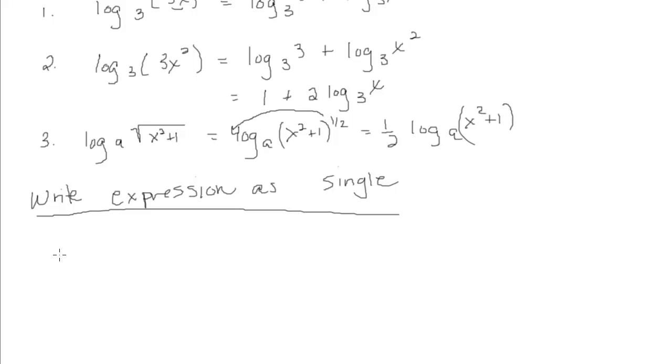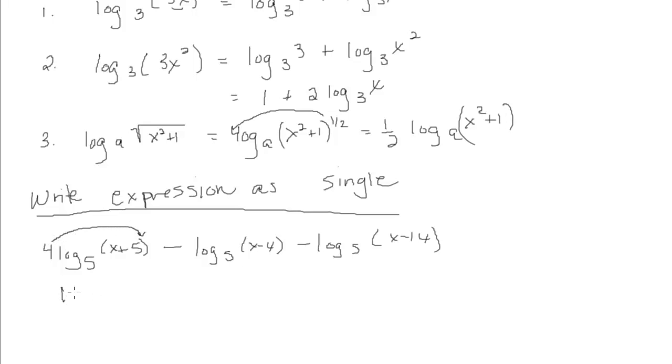So, for example, you could be given, let's say, 4 times log base 5 of x plus 5, minus log base 5 of x minus 4, minus log base 5 of x minus 14. All right, so first thing you need to do is, since I do have a coefficient and I'm going the other way, I'm going to take that back up and make it an exponent. So this is log base 5 of x plus 5 to the 4th power.